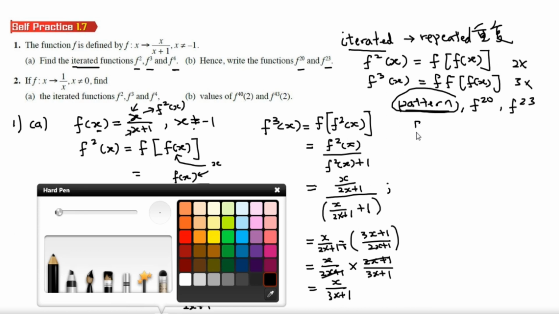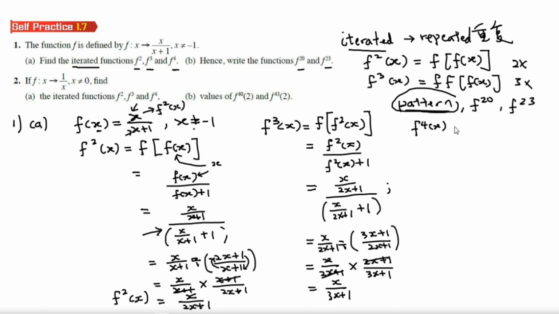So f4x. So f4x is equal to f of f cubed x. So we go back to the original f. So now this x we need to replace by f cubed x. Similar to this x, f cubed x. Okay, so what is our f cubed x? Is x over, sorry, mistake.